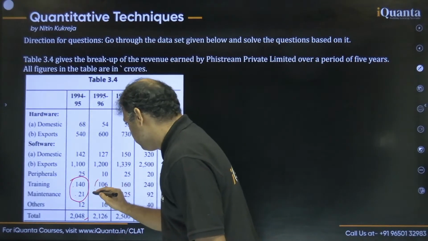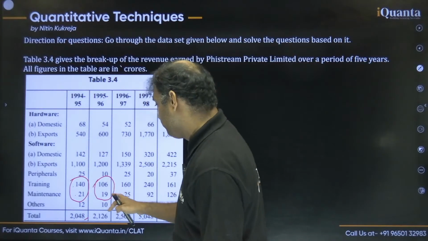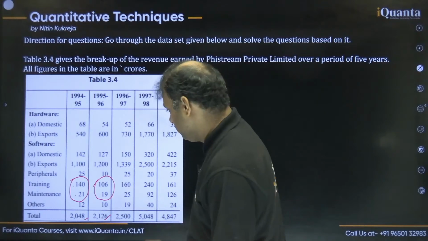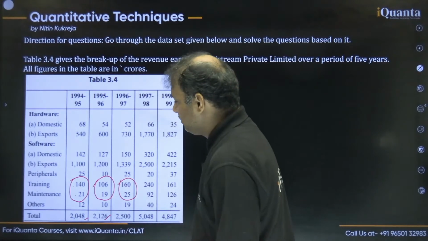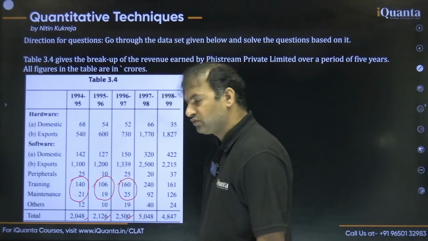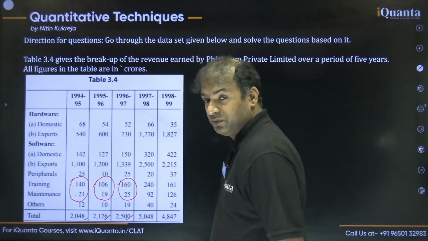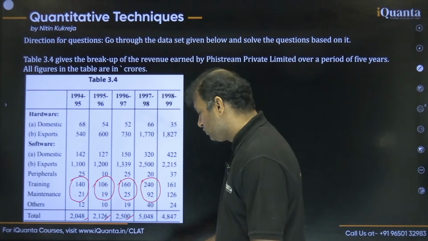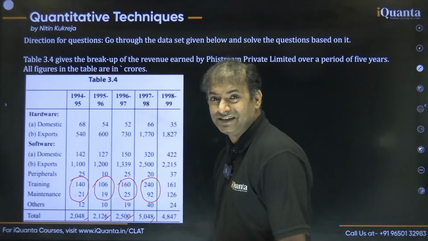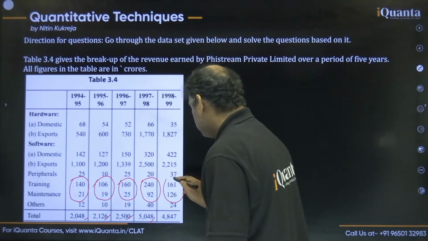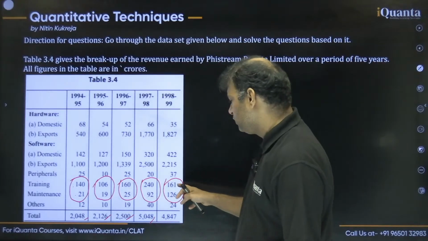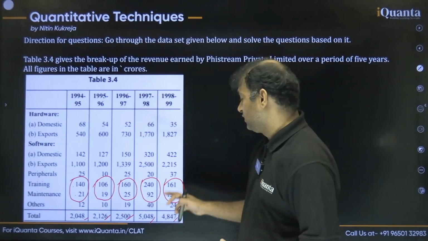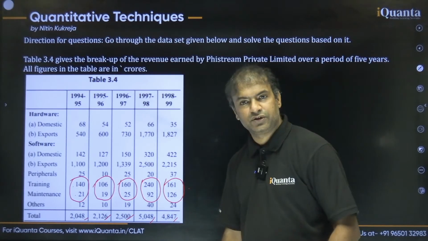Next year, guys, the revenue from training and maintenance is being 125, and 10% of this is 212.6, so definitely less than 10%, right? Next year, the total revenue from training and maintenance is 185, and 10% of total revenue is 250. So this is also less than 10%, we can say that. This year, it's 240 plus 92 is 332, and 10% is 504. So again, less than 10%, we can say that. And this year, this is being 200 something, 287, and 10% of this is 484.7. So this year also, the revenue from training and maintenance is less than 10% of the total revenue.